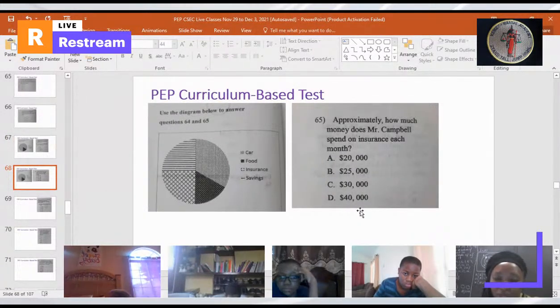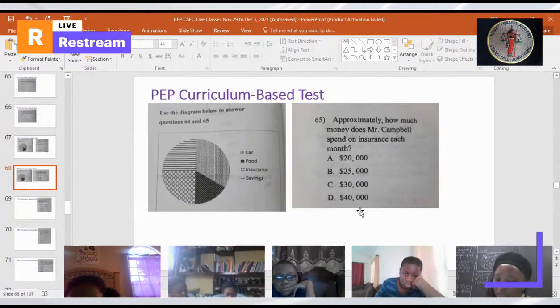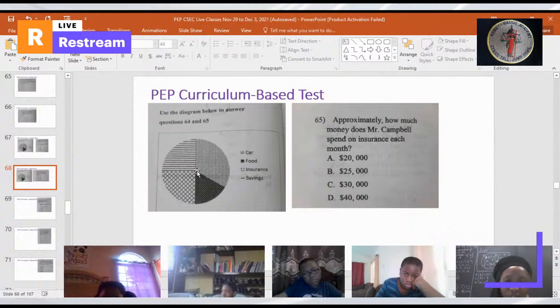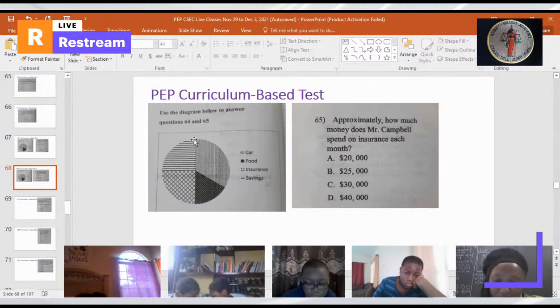Approximately how much money does Mr. Campbell spend on insurance each month? So insurance would be the quarter of the circle. Quarter of the circle, that's insurance. So if the full circle represents his salary of $100,000 and he spends a quarter of that on insurance, how much money would that be roughly?